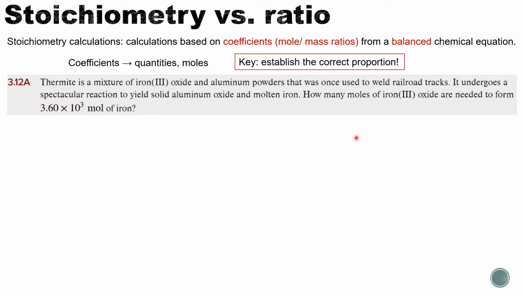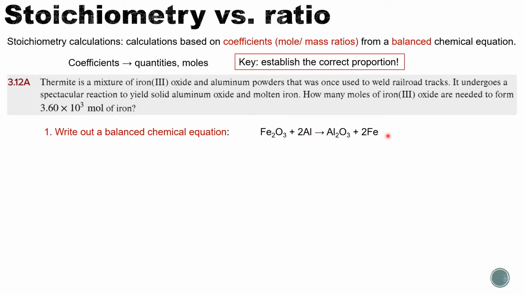Now, from this question, you know that there is a reaction, and the calculation is based on a chemical reaction. Very likely, it's a stoichiometry calculation. So first, we need to write out the balanced chemical equation. I'm not going to go into the details, but the balanced equation is iron 3 oxide plus aluminum produces aluminum oxide and iron. So this is the chemical equation.